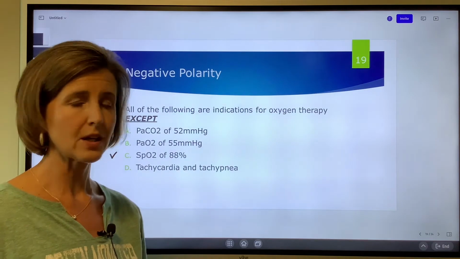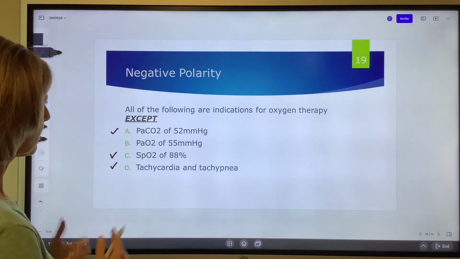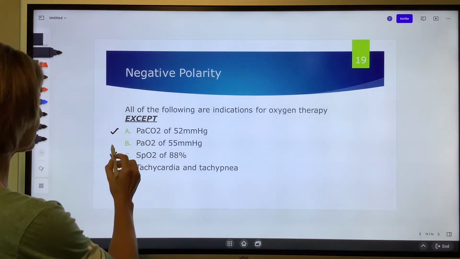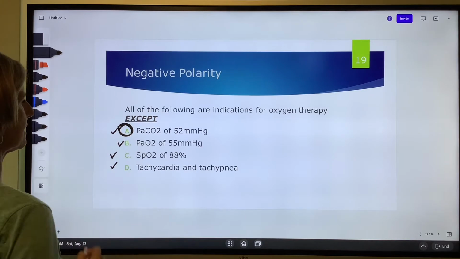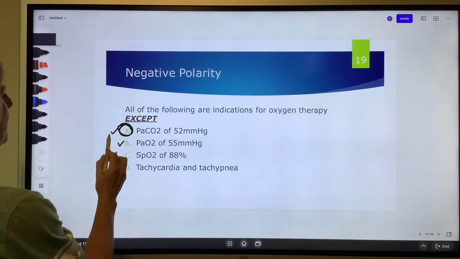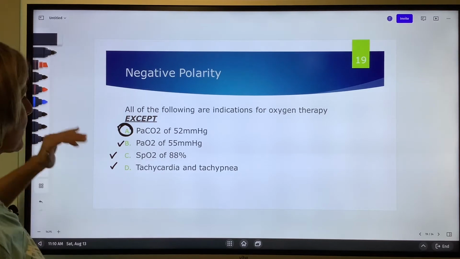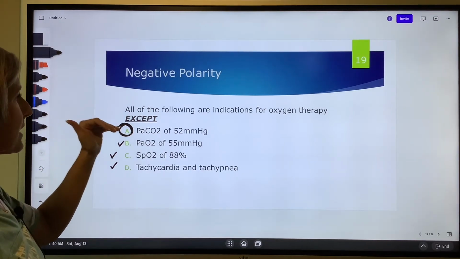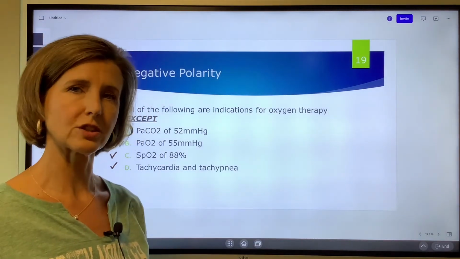It happens. So these are indications for oxygen. So the only one that is not an indication would be that exception. That is your exception. I started out one way and labeling it, so B, C, and D are reasons for, but CO2 of 52, we don't look at the CO2 to determine if a patient needs oxygen.